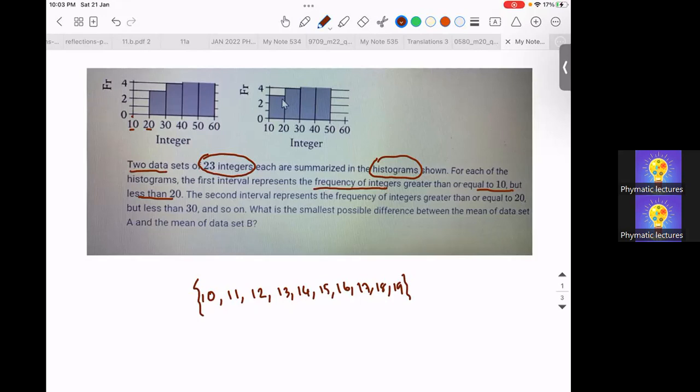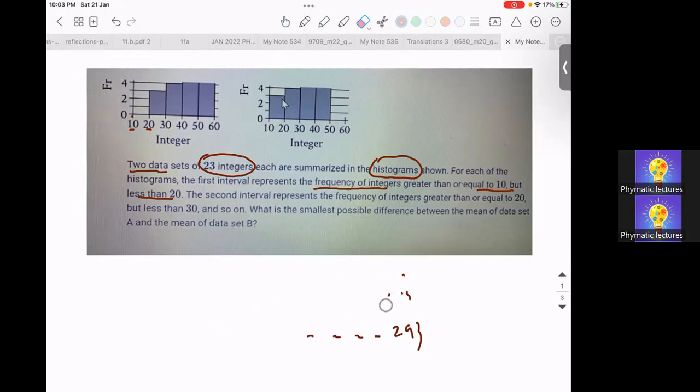Okay. Similarly, for 20 to 30, the same scenario. For 20 to 30, what are the possibilities? 20, 21, etc. up to 29. Same thing with 30 to 40, same thing with 40 to 50, and same thing with 50 to 60. Okay, fine.